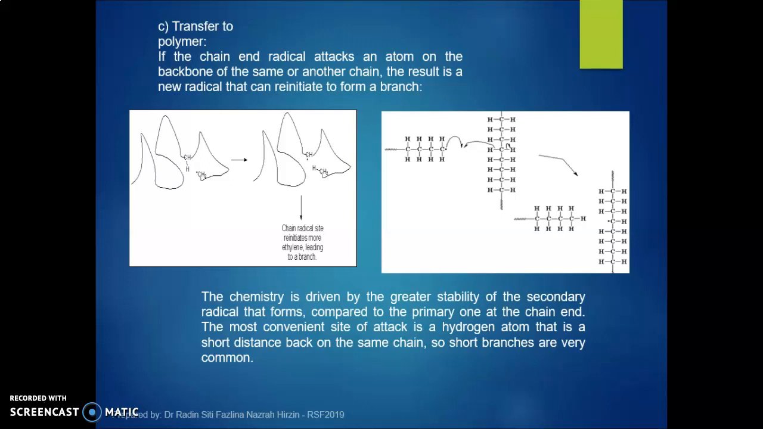ataupun self-branching, it can be illustrated in this figure. If the chain end radical attacks an atom on the backbone of the same or another chain, the result is a new radical that can reinitiate to form a new branch. Okay, as we can see, this is the chain end radical. So it attacks the atom of the backbone of the same, okay, or another chain. Okay, they attack bone ini ataupun bone yang lain. So it will form a new radical that can reinitiate to form a branching polymer.